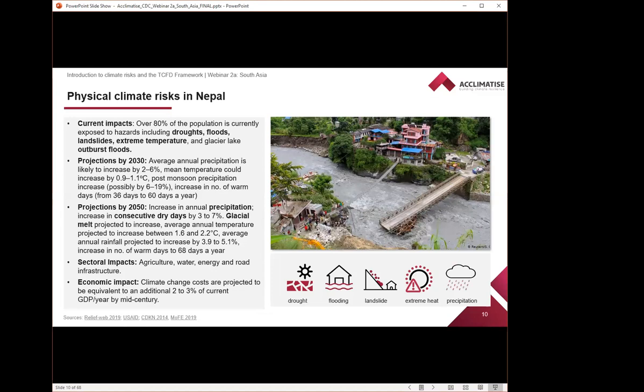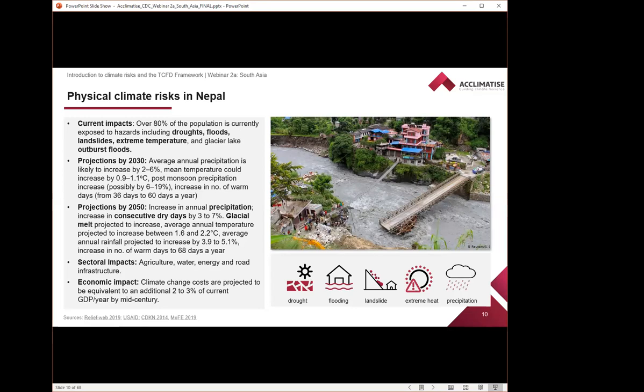Over 80% of the population is currently exposed in some regions to drought, in some regions floods, landslides, extreme temperature, and glacial lake outburst floods. Now, in the future, what's projected is more warm days, increased precipitation, and increased glacial melt in some areas, which is sketchy because this is where the information from the Himalayas is sketchy, but we certainly know higher frequency floods and landslides.